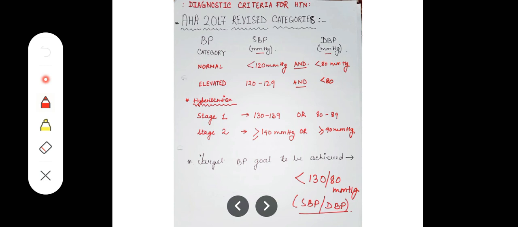What is elevated blood pressure? Elevated blood pressure means the patient is not hypertensive. Please remember, elevated means the patient is not hypertensive. The range you see: systolic blood pressure ranges 120 to 129 mmHg, and diastolic blood pressure less than 80 mmHg. So both these criteria should be there to call it an elevated BP. It is not hypertension.